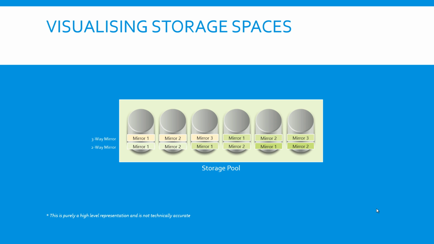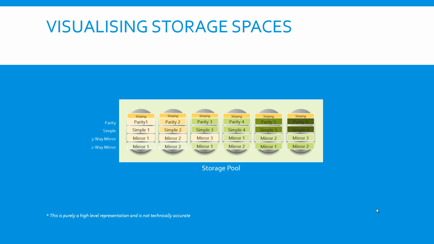Three-way mirror takes that same concept, but instead of storing the blocks twice, it stores them 3 times, giving you extra fault tolerance. Simple is kind of like RAID 0. There is no fault tolerance. If I lose one of my physical disks, a simple virtual disk will fail. And parity, which is not supported for Hyper-V or SQL workloads, but is great for archive workloads, kind of think of it as being kind of like RAID 5. So it's parity with striping. And it gives you the best capacity out of your physical disks, but at a cost of performance.